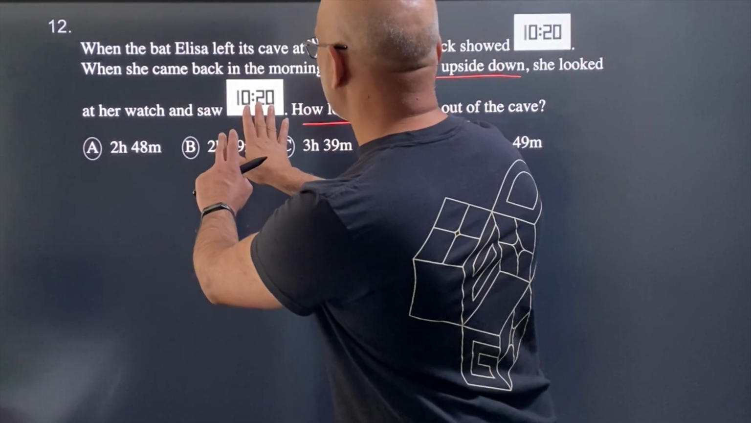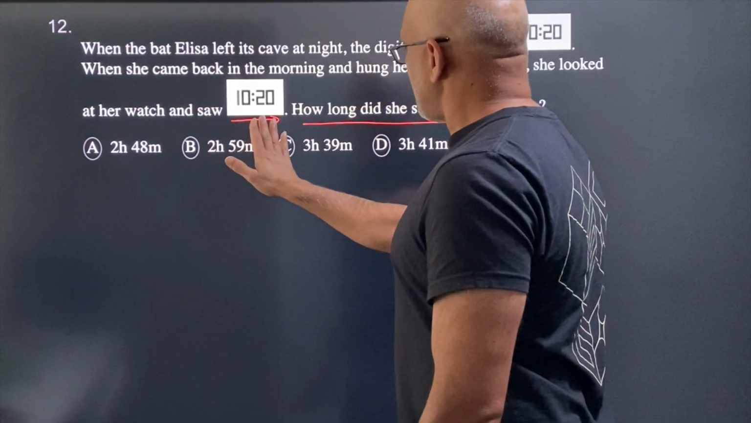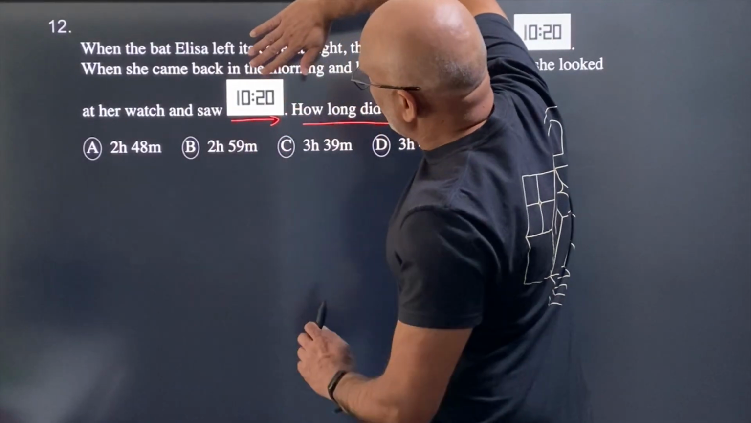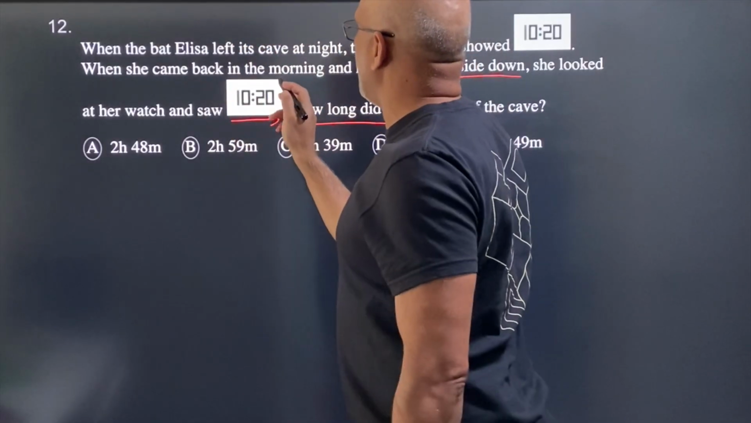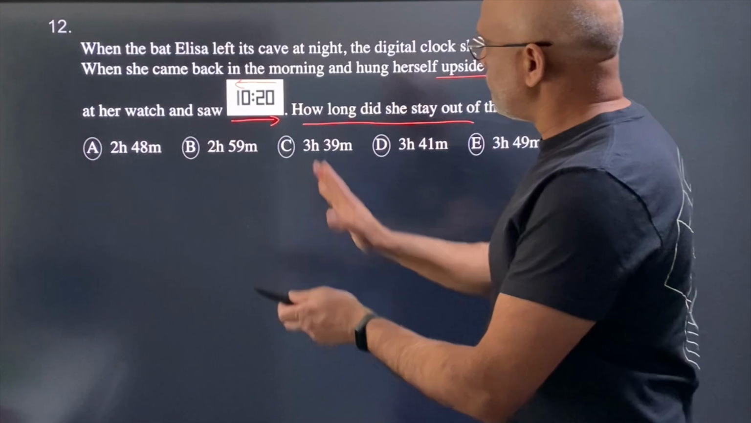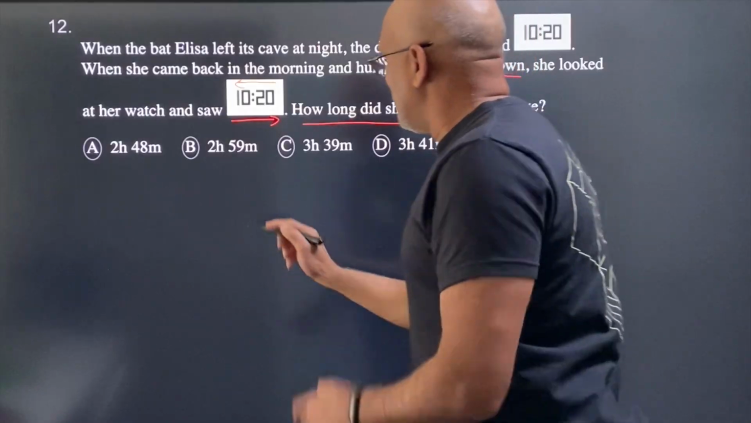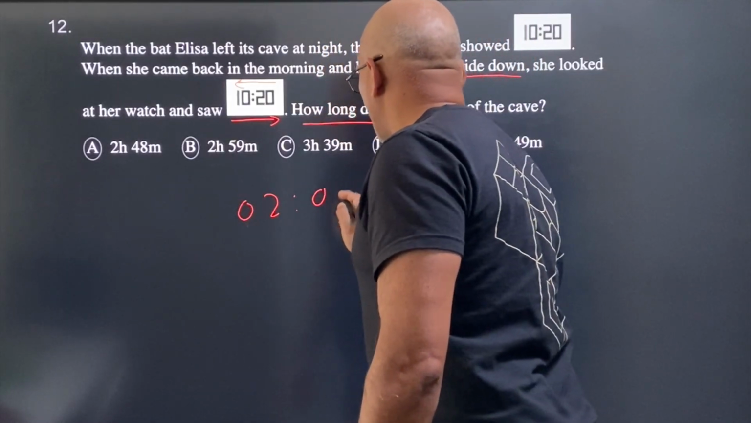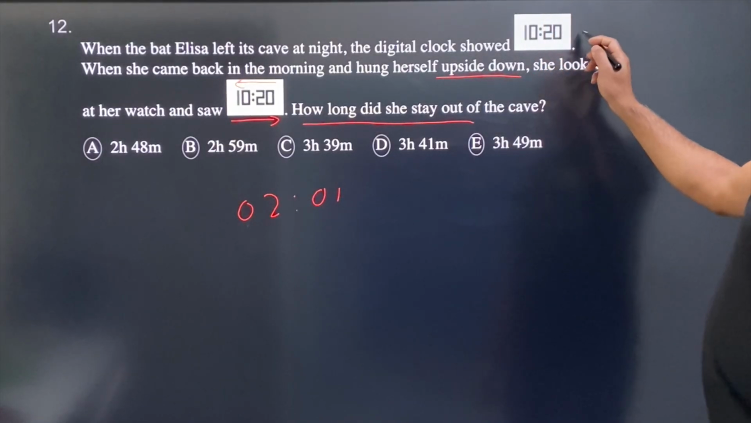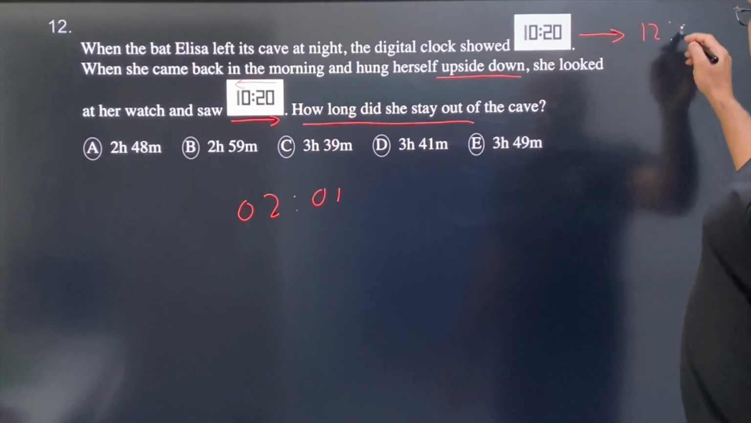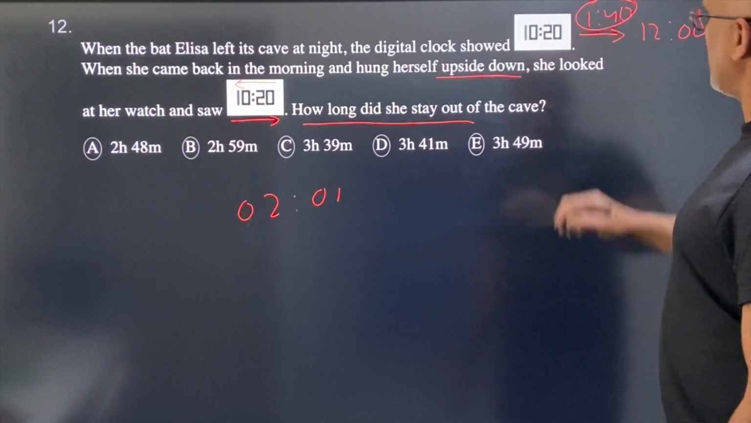So we read from left to right. So let's say this is left, this is right. So we read it like this. When the bat unhangs, or stands normally, it is going to read left to right. So it is going to read this way. So if you can imagine, try to look from the top, you read 0 to 0 1. So this is the actual current time. And the bat left at this time, from here to midnight. So this is going to be 1 hour and 40 minutes, right?